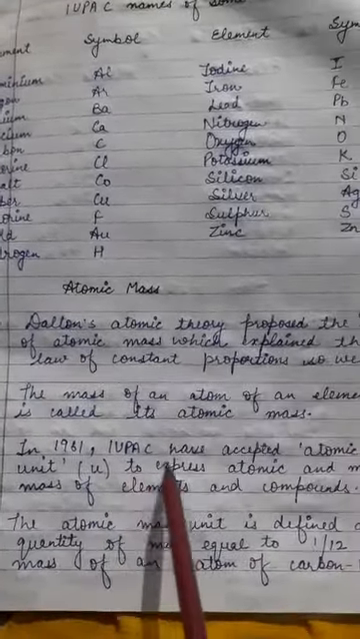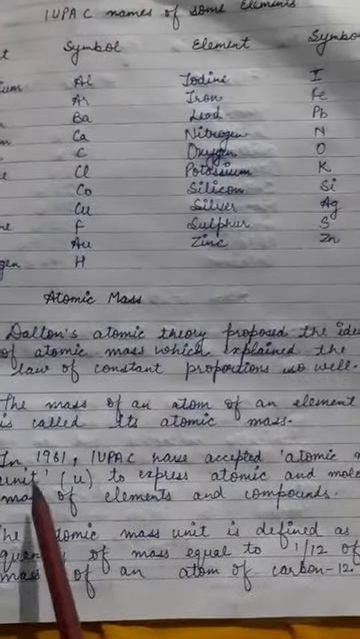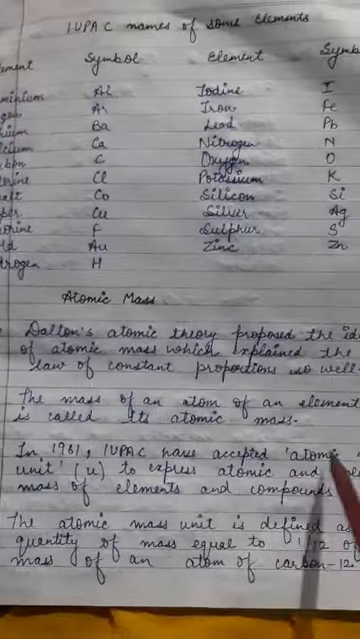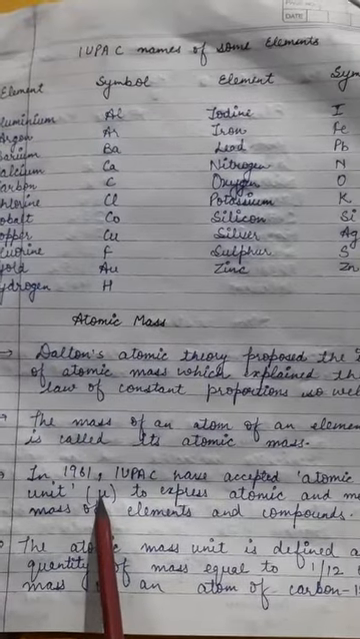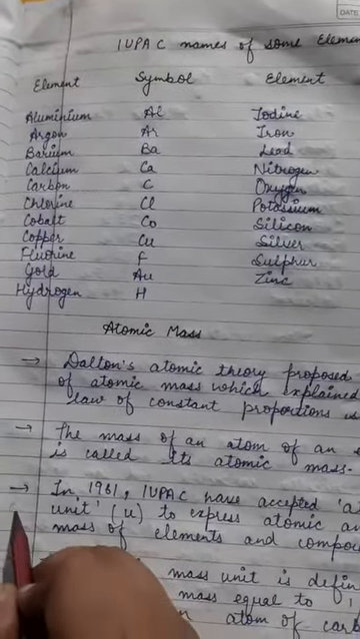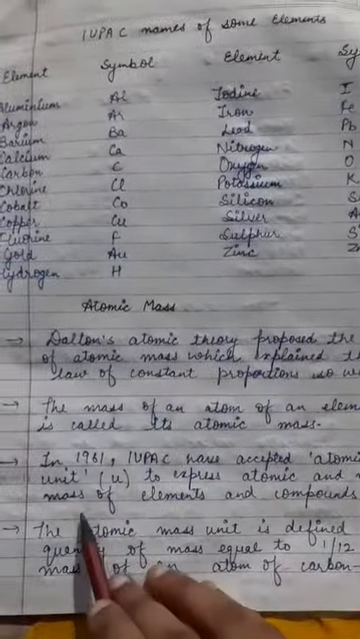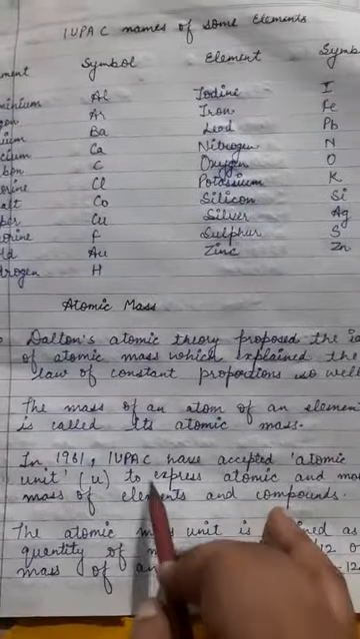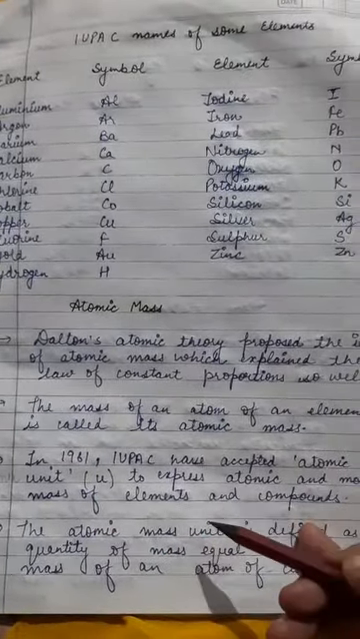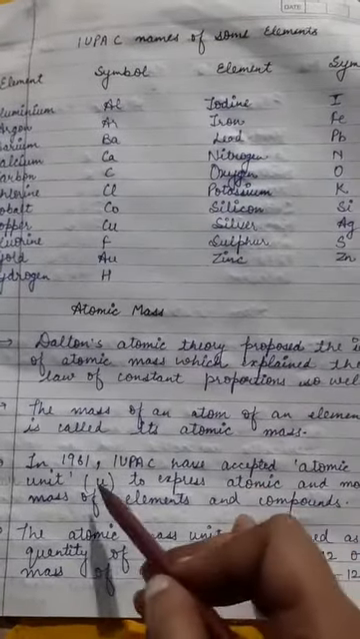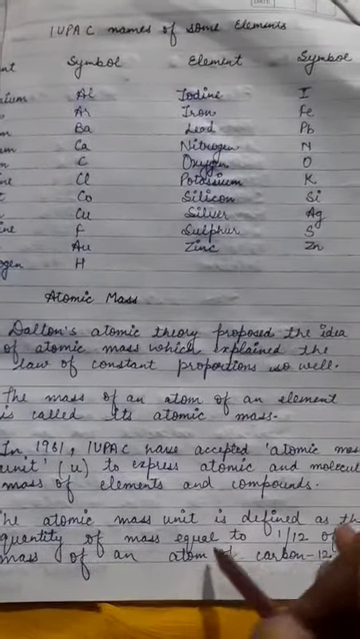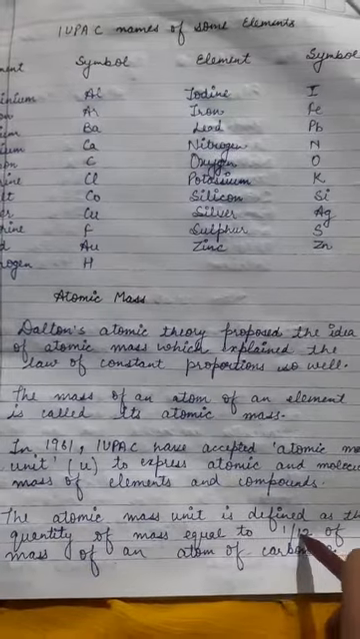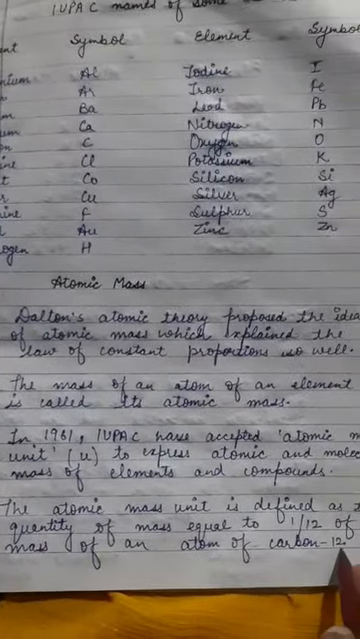In 1961 the IUPAC accepted the atomic mass unit as u, that is, AMU is referred to as u, and in pronunciation it is referred to as AMU, to express atomic and molecular mass of elements and compounds. ये हम क्यों use करते हैं, ताकि हम किसी एलिमेंट या कंपाउंड का atomic mass u से represent कर सकें. The atomic mass unit is defined as the quantity of mass equal to 1/12 of the mass of an atom of carbon-12.